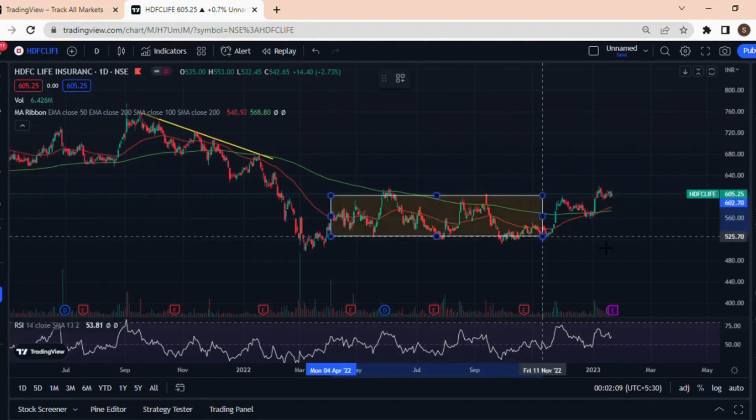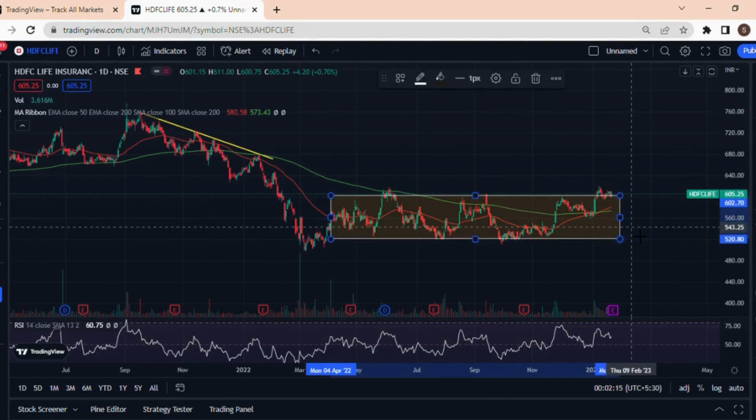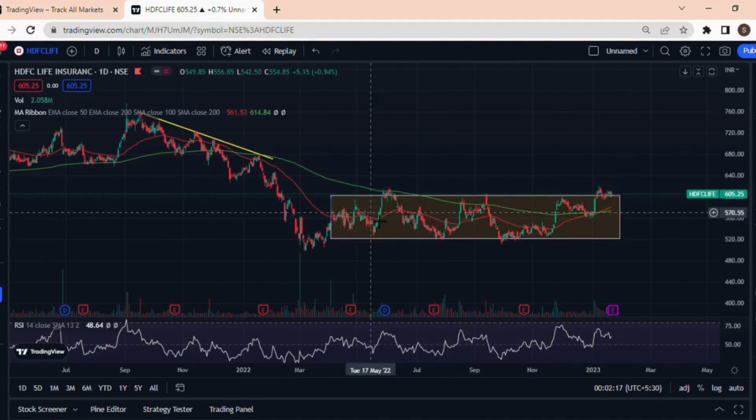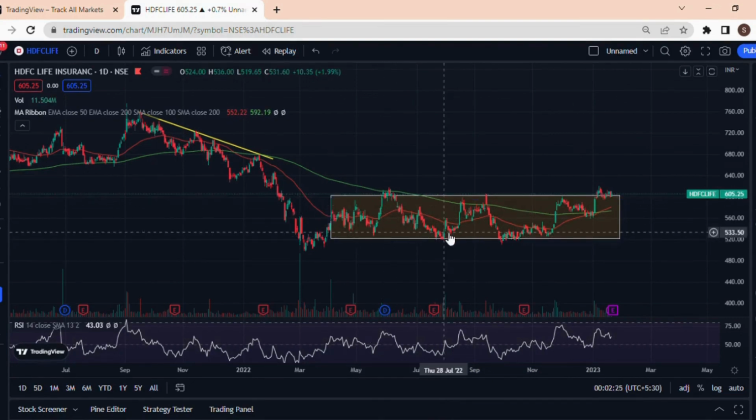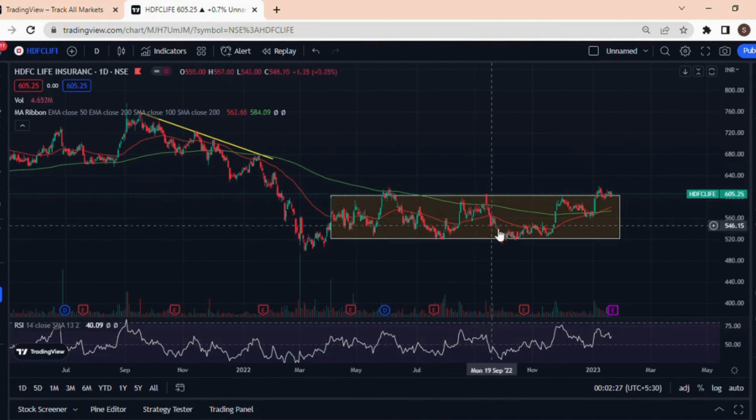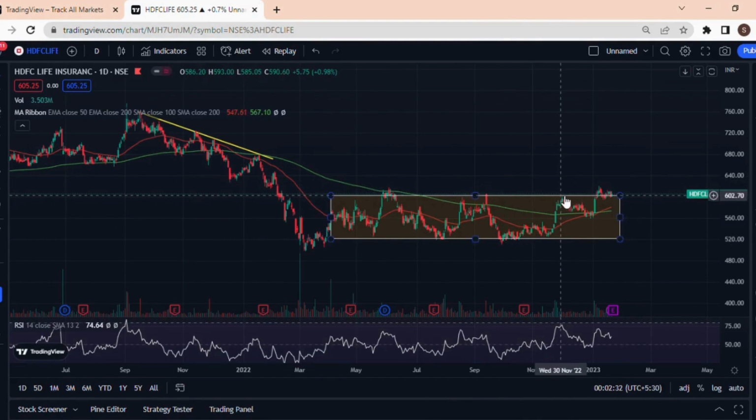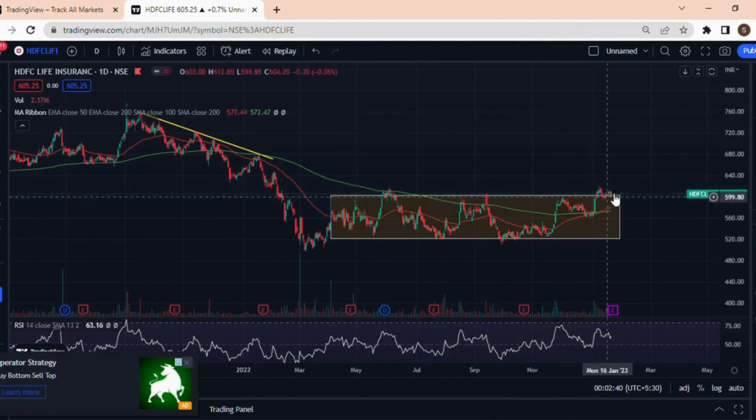So you can see this clear consolidation zone. The stock tries to take support at around 520 levels, goes up till 600, faces resistance over there, comes down to 520, again goes up, again comes down to 520, again goes to 600 levels, faces some resistance, and now it has given a breakout. We can say it has given a breakout above 600.